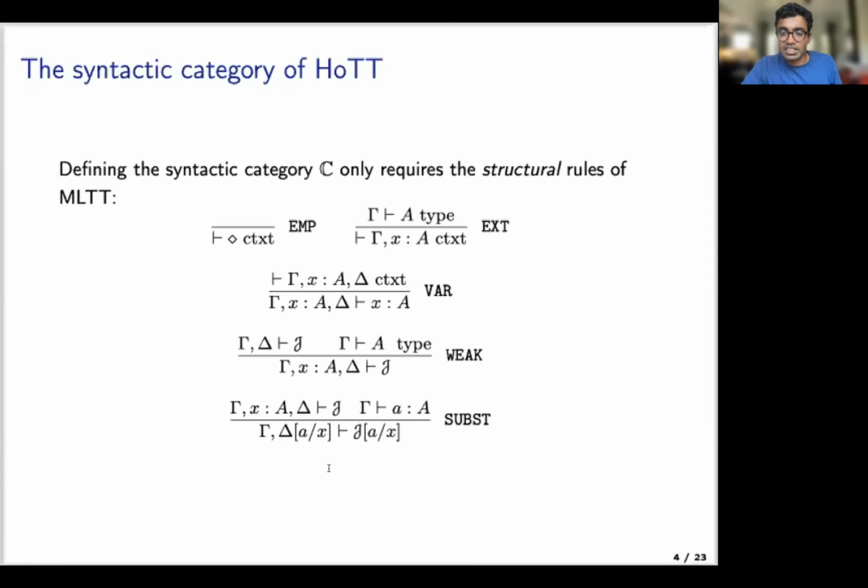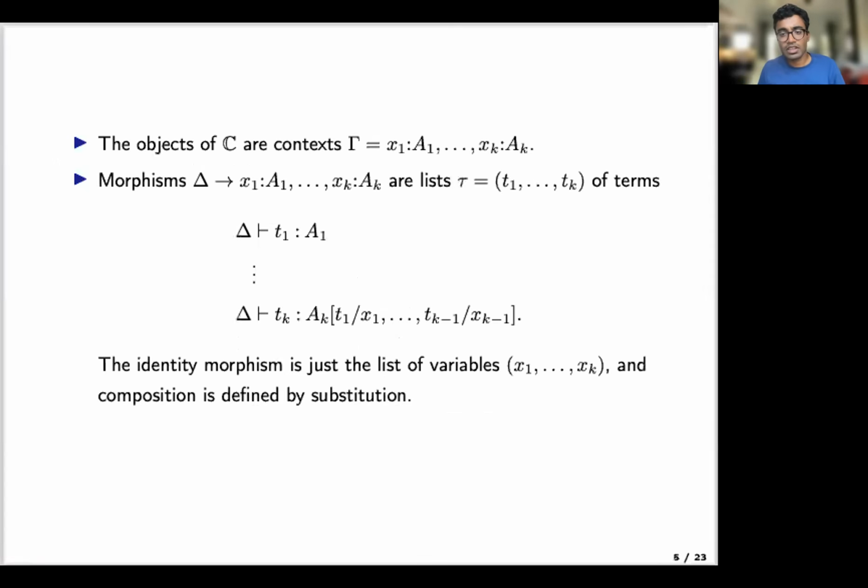All right, so given these rules, how does one describe a category associated to any type theory that has these rules? In particular, let's say HoTT. Well, the objects of this syntactic category are contexts. So they're lists of variables which are typed and such that each xi is a variable of type ai in the preceding context of variables. So every type can depend on all the types that precede it.